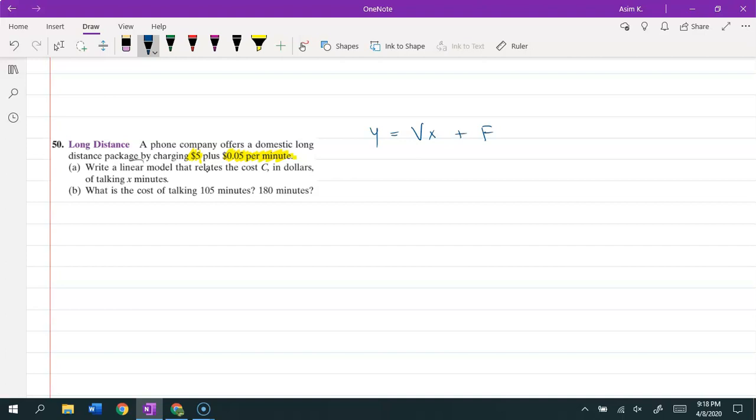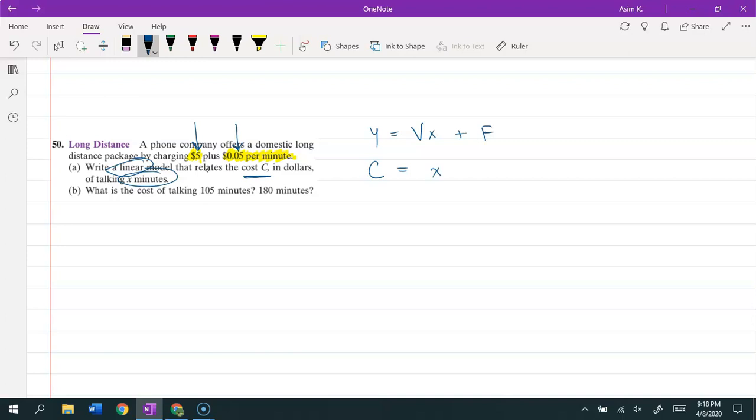It says write a linear model that relates the cost C. So there you go. There's the cost C in dollars of talking x minutes. So what we're going to do is look at these two numbers that you've been provided and figure out which one of these is a one-time thing. You only have to pay it once and that's it. And which one will go up based upon how much you use it. Right? So think about that.